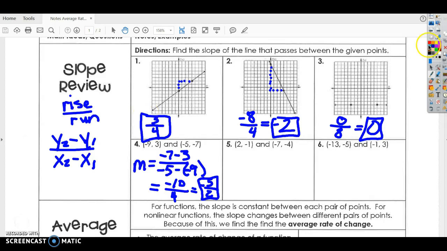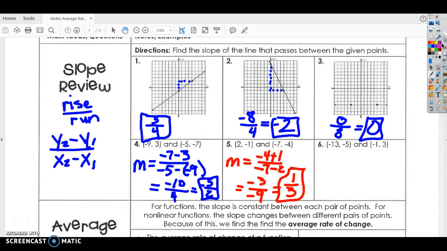Alright, for number 5, I'm going to change colors just so if I overlap or get too close, it doesn't all smear together. So for number 5, I'm going to have m equals, and I'm going to have my y2, which is negative 4, minus y1, negative 1, so it's going to be a plus 1. Then I'm going to have my x2 minus x1, and then I'm going to simplify. So negative 4 plus 1 is negative 3 over negative 9. 2 negatives make a positive. They're both divisible by 3, so that reduces to 1/3. 1/3 is the best answer.